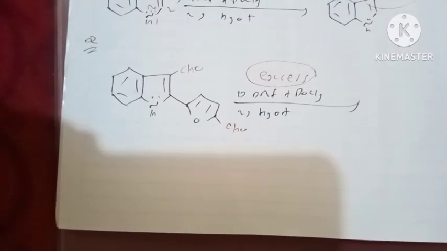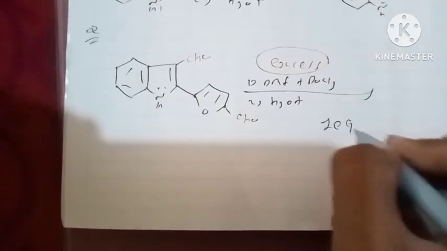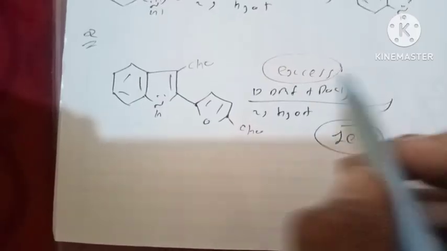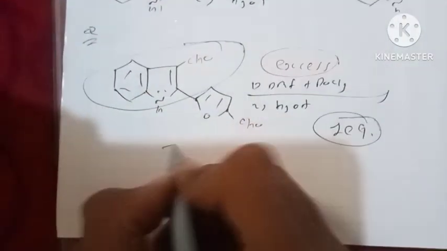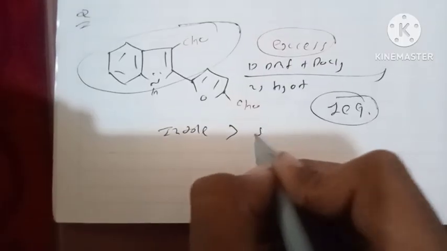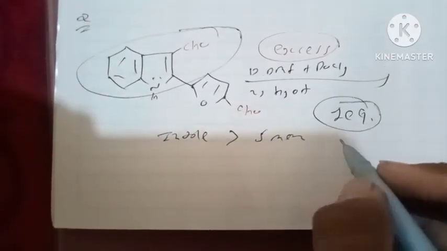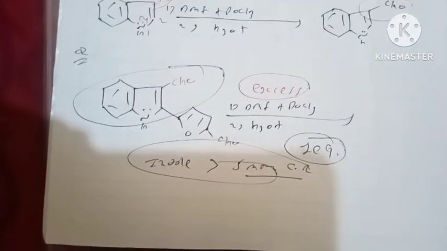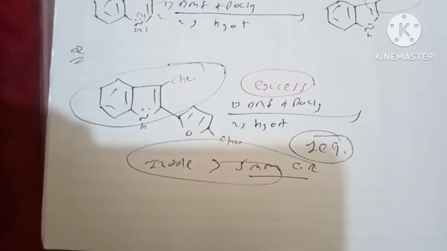But if we have only one equivalent, formylation takes place only on this indole ring, because indole has more reactivity than the 5-member cyclic ring. Okay, so these are the main applications of Vilsmeier-Haack reagent.